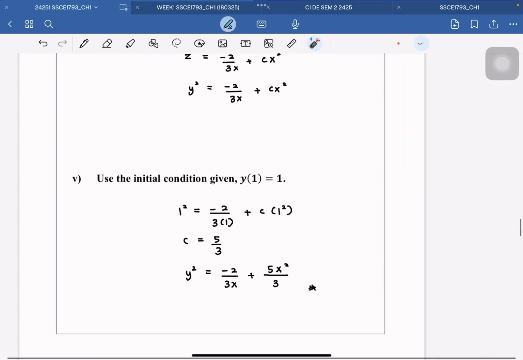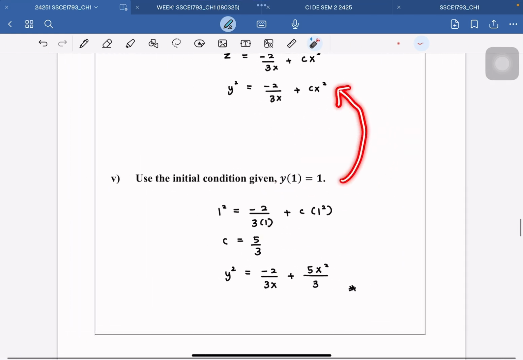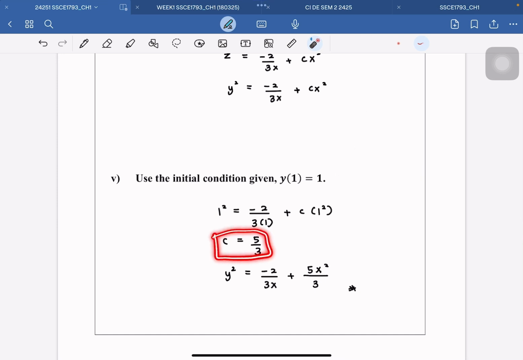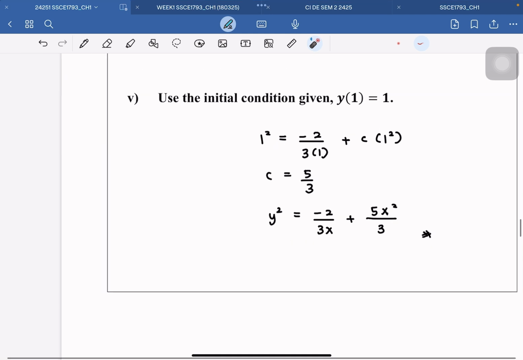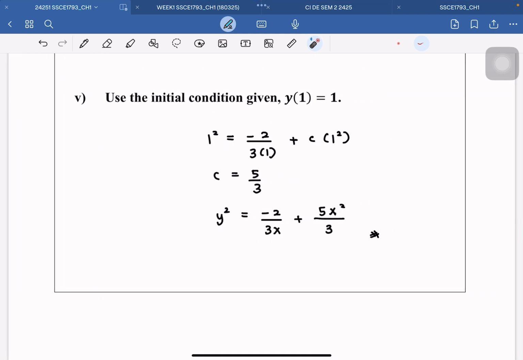Okay, we cannot stop there because the question gives you the initial condition. So we have y1 equal to 1, which is your x is equal to 1, and then your y is equal to 1. So what you have to do, substitute the values in your equation to find the value of the constant c. So after you substitute the values, you will get c is equal to 5 over 3, and then copy it back to get the final solution. Y squared equal to negative 2 over 3x plus 5x squared over 3.